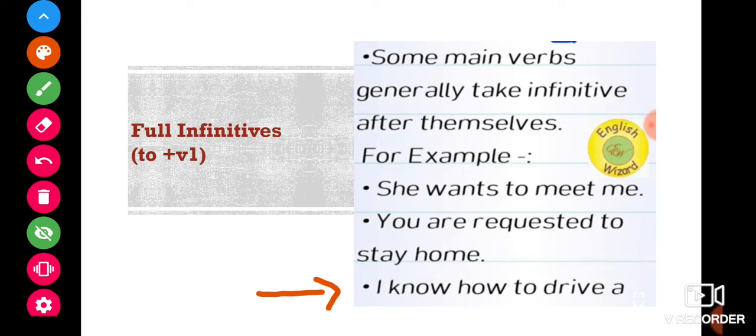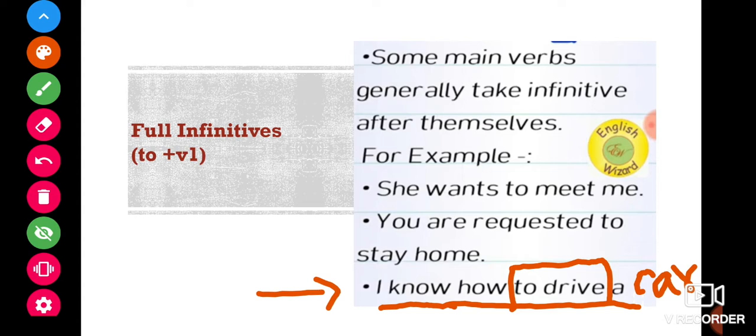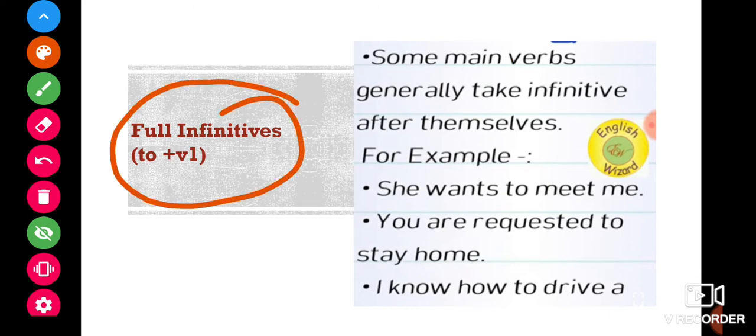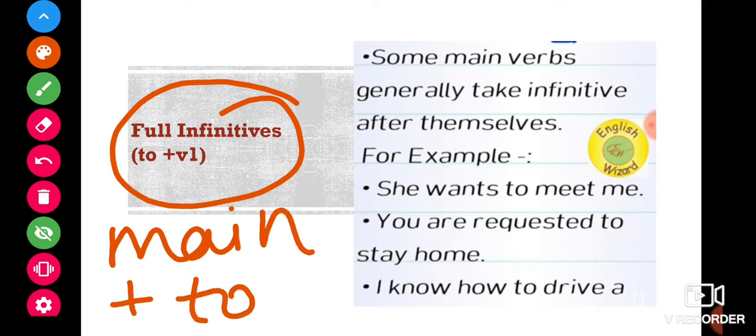Let us look at this last example. I know how to drive a car. Okay, so here to drive is an infinitive and know is the main verb. So in a sentence, wherever there are full infinitives, there will be a main verb plus there will be to plus V1, which is our full infinitive or simple infinitive.